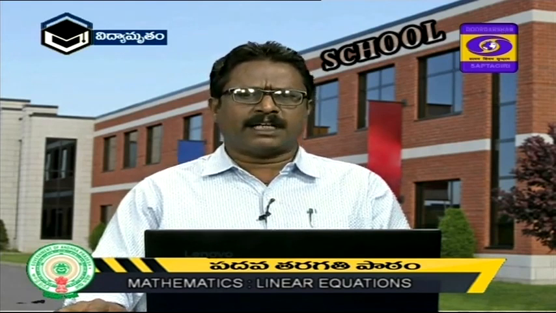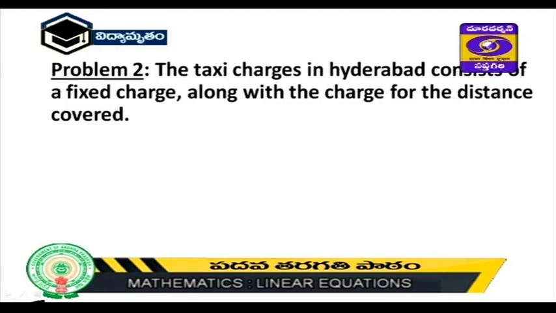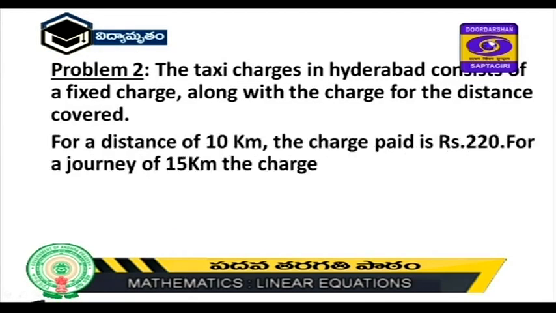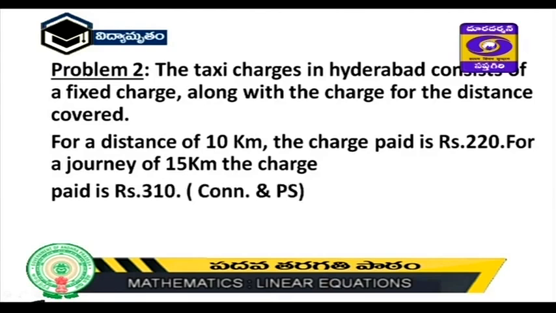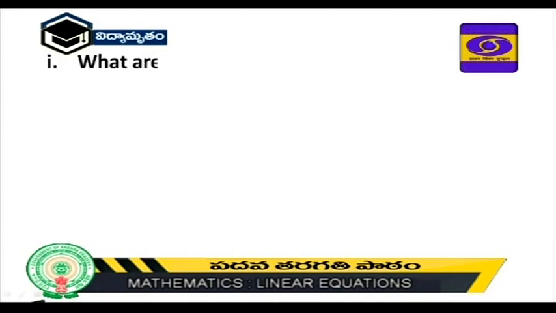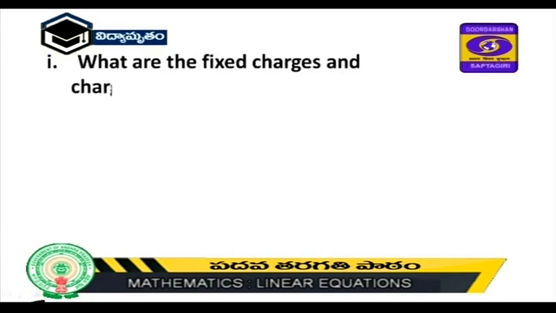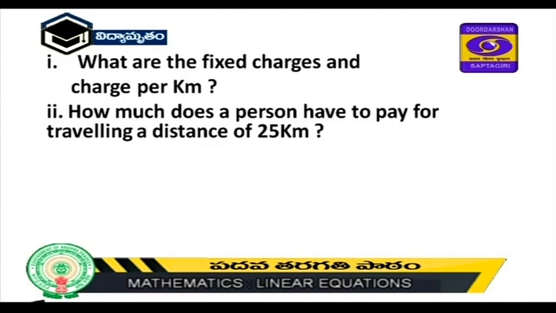The taxi charges in Hyderabad consist of a fixed charge for some distance. If you travel more than that minimum distance, along with that charge, the charge will be paid for the additional distance. For a distance of 10 kilometers, the charge paid is 220 rupees. For a journey of 15 kilometers, the charge is 310 rupees. Then find what are the fixed charges and the charge per kilometer, and also how much a person has to pay for travelling a distance of 25 kilometers.